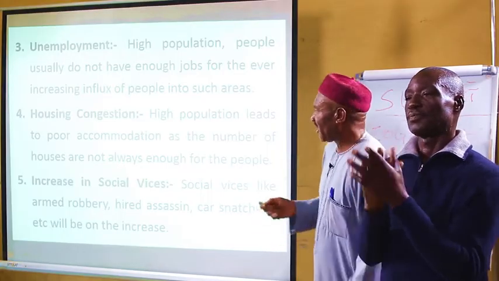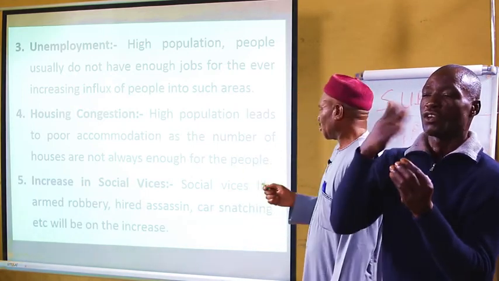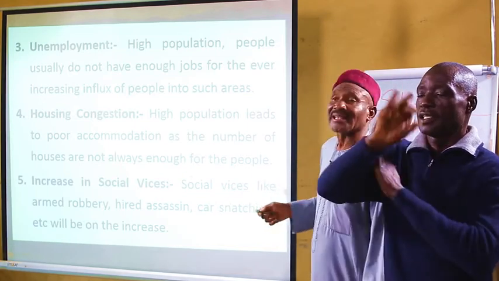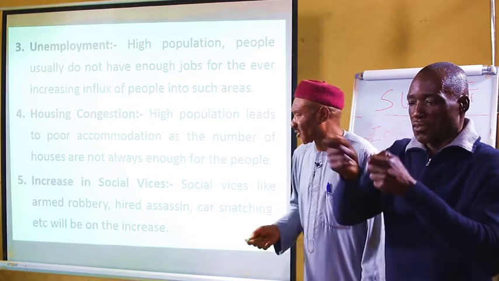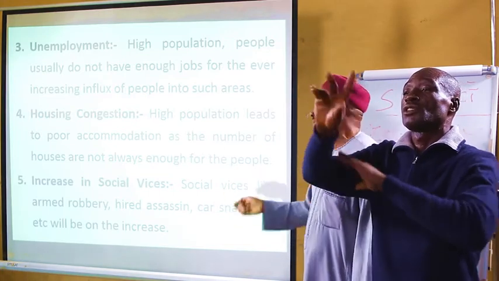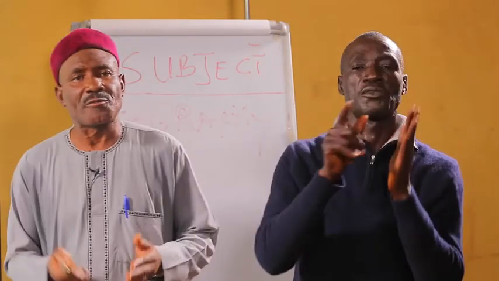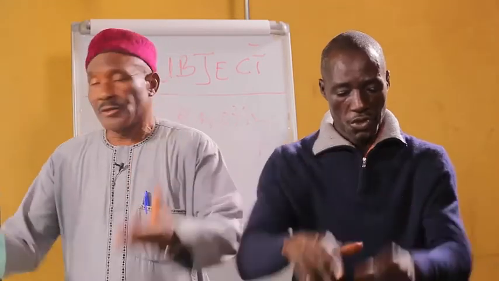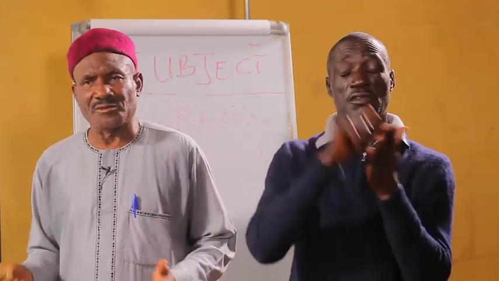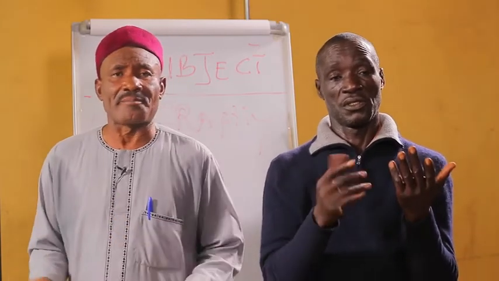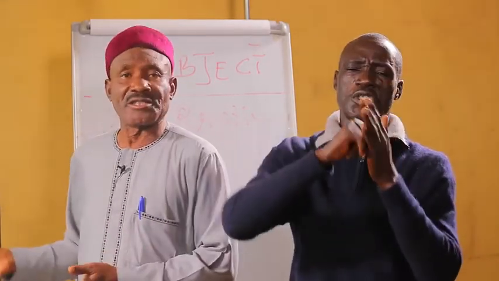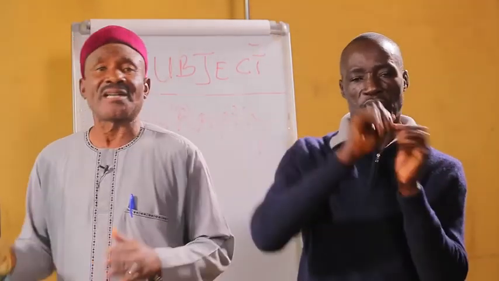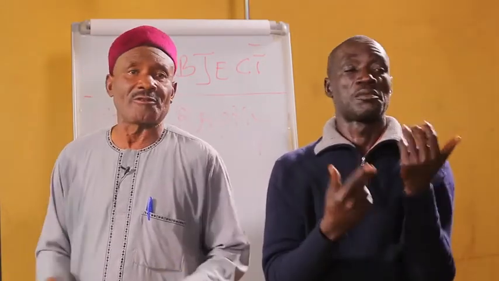Number five, increase in social vices. Social vices like armed robbery, hired assassins, car snatching, etcetera, will be on the increase. For example, you don't expect somebody who has no job, and is just in the town, to stay idle. You expect that different kinds of crime are bound to happen. That is what is happening in our society today. Increase in this, increase in that. You find kidnapping is there because of lack of jobs.